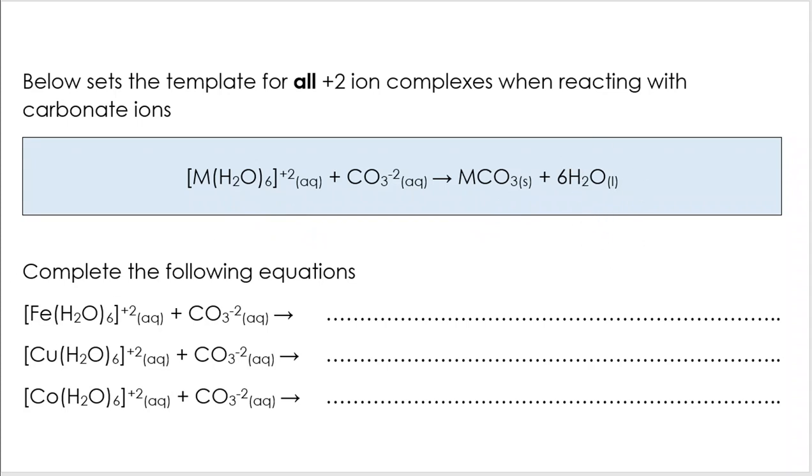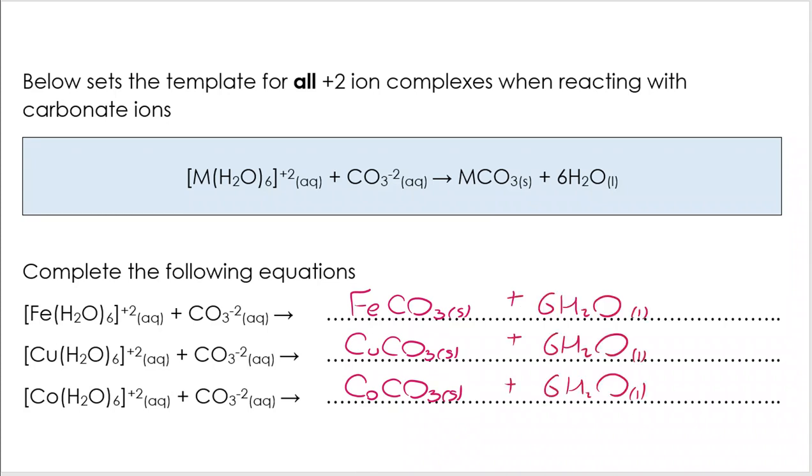So what will the equations look like in this case? Well, in this case, I'm going to make FeCO3. From copper, I'll make CuCO3. From cobalt, I'll make CoCO3. And in all of those cases, all of the water ligands are lost, so we get 6H2O.